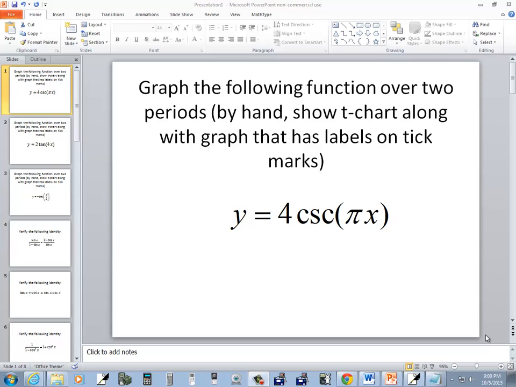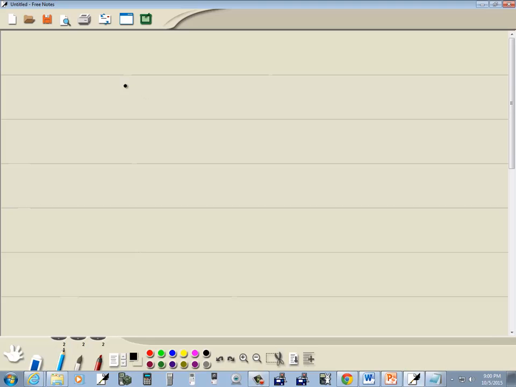Let's graph the following function over 2 periods by hand and show a T-chart along with the graph that has labels on tick marks. So we've got y is equal to 4 cosecant of pi x.